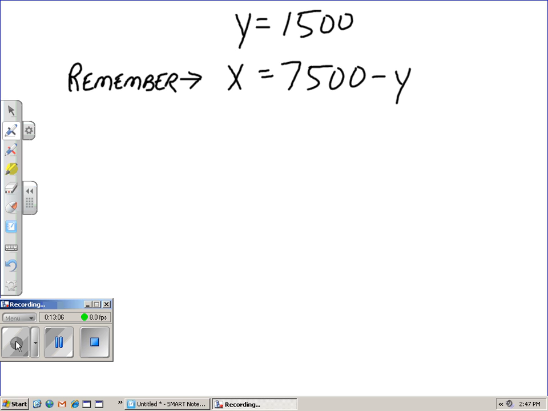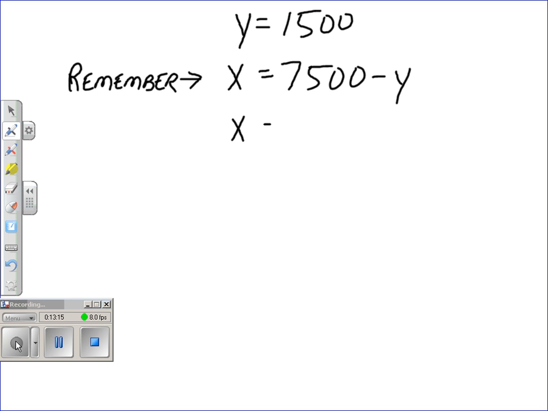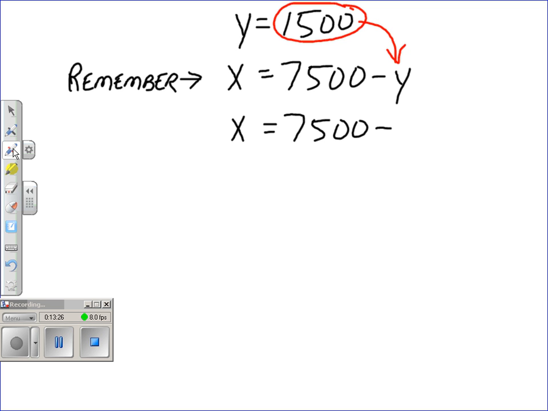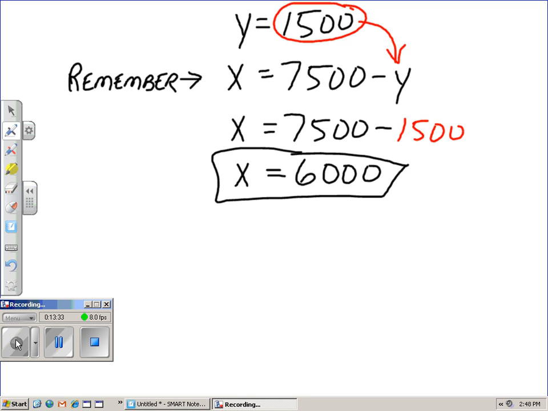Go back in your notes and remember that x equals 7,500 minus y. We can use that equation to figure out what x is. So x equals 7,500 minus, well, instead of y, let's use something that means the same thing as y. Let's take that 1,500 and put it in place of y. We're going to substitute. Now do the math. And x equals 6,000. Now you found out that x equals 6,000 and y equals 1,500.